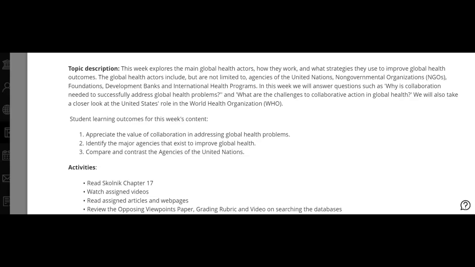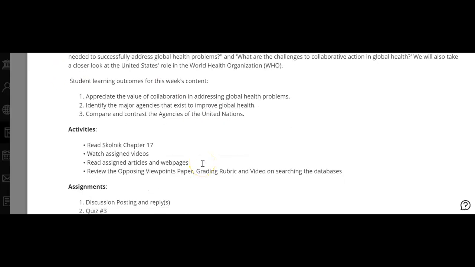We're going to also look at what the challenges are to this collaborative action. So you have wealthy nations, high-income nations such as the U.S., and you have low-income nations, especially some of the countries in sub-Saharan Africa, for instance. But we're also going to take a little bit closer look at the U.S.'s role in the World Health Organization. So much of what you're looking at and learning about comes from chapter 17.